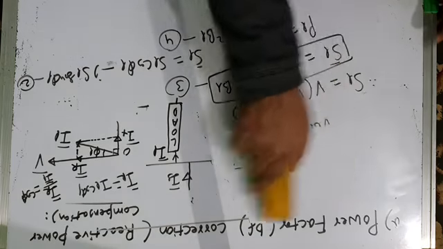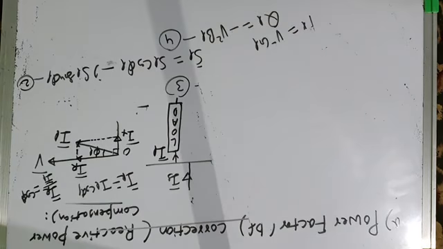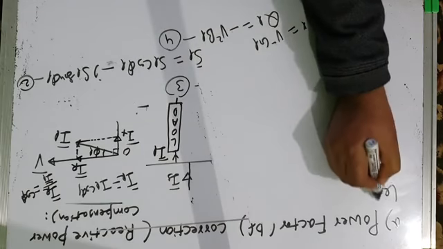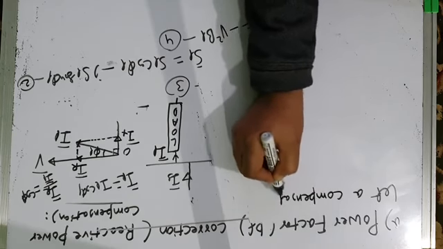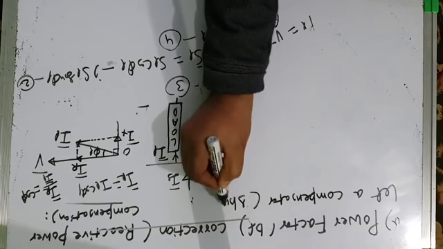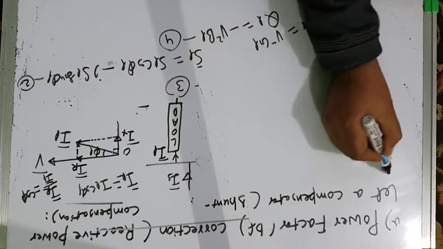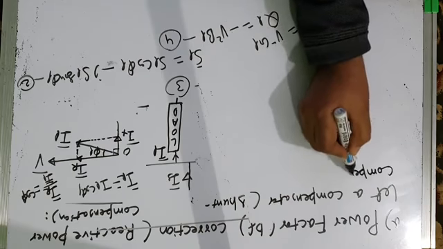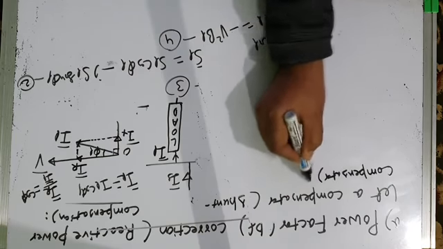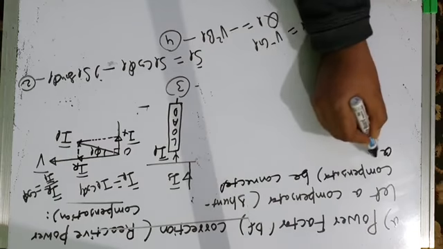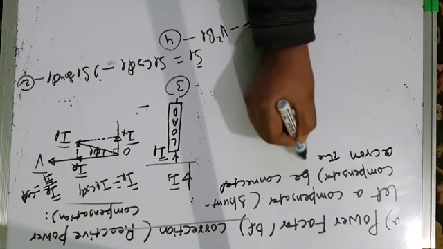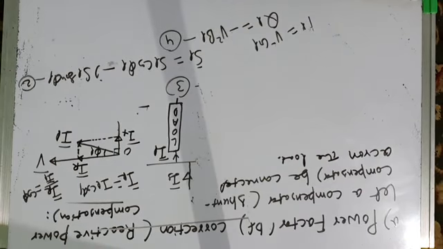Now our aim is to compensate for this load reactive power. Now suppose a compensator is connected across the load. Let a compensator, of course, when I say compensator, it is a shunt compensator. I will within brackets write shunt compensator. Let a shunt compensator be connected across the load. Let me show you the shunt compensator.